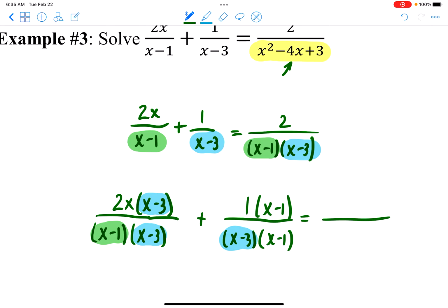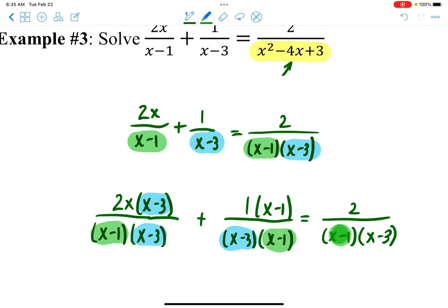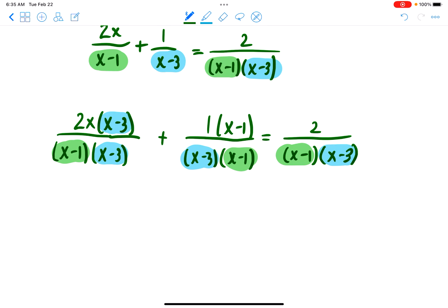And then on the right, we're good. We already have x minus 1 times x minus 3 on the right. So the right side's good. Okay, now everybody has a common denominator, and we're good to go. Right? So what are we going to do? We're going to multiply everybody by the common denominator.